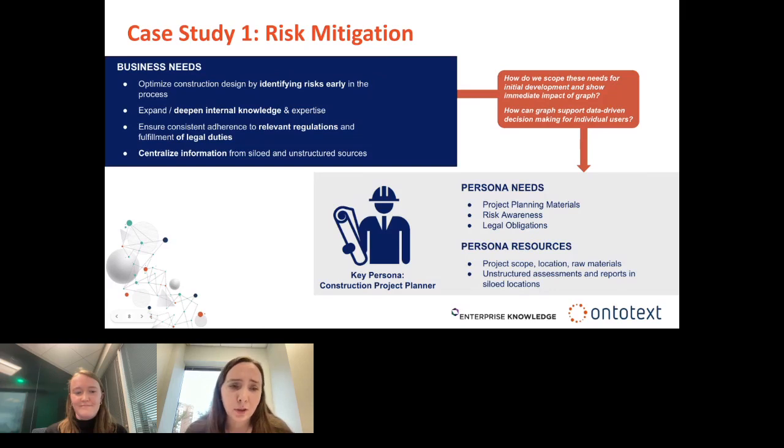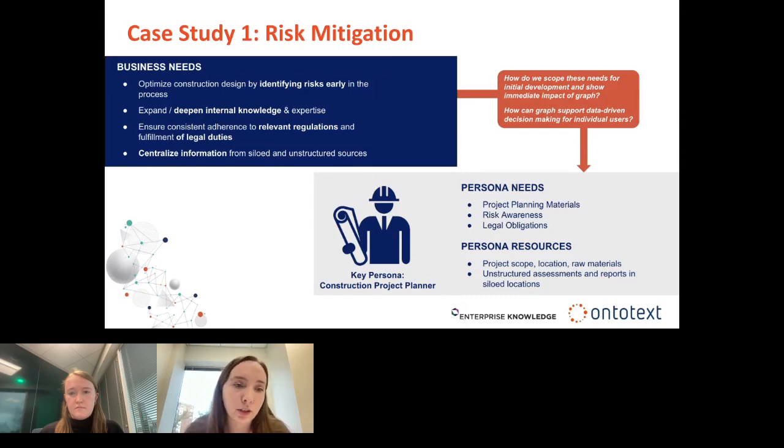So when we wanted to address these business needs, once we figured out what it was they were looking for, we really wanted to scope the initial development to show the immediate impact of graph, specifically in terms of how graph could facilitate data-driven decision-making for the individual users. And so to do that, we specifically focused on the persona of a construction site project planner. So this is someone who has an understanding of the project scope and the location and the materials being used, but they may not have the expertise of the people actually working on the site or people who tend to assess risks following these projects.